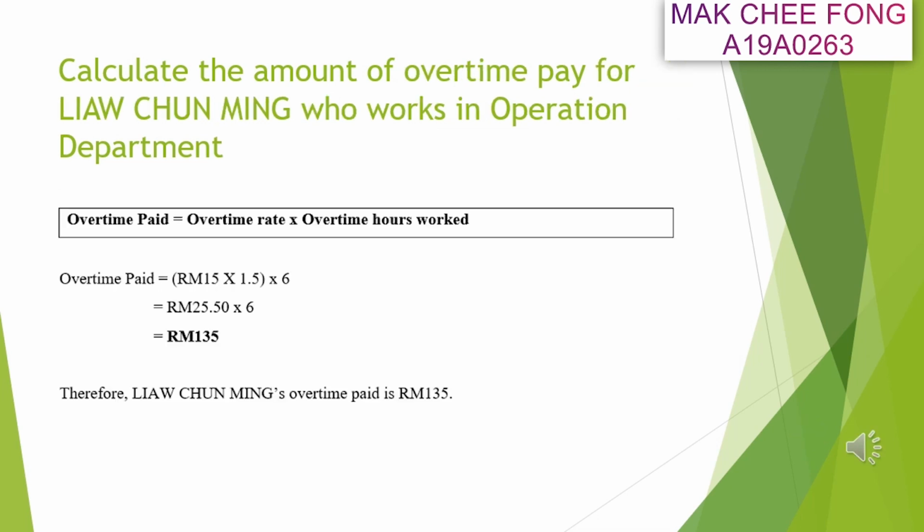Calculate the amount of overtime paid for Liao Chunming who works in the operation department. The calculation is overtime pay equals overtime rate times overtime hours worked. So overtime pay for Liao Chunming is 50 ringgit times 1.5 times 6 hours. Therefore, Liao Chunming's overtime pay is 135 ringgit.